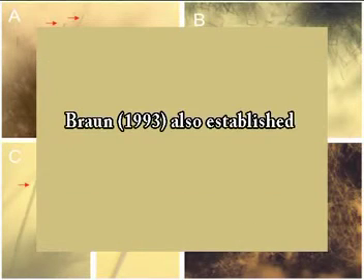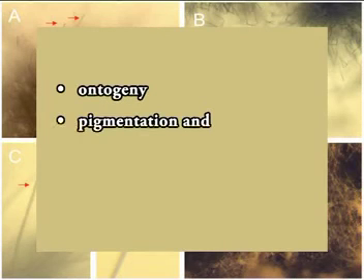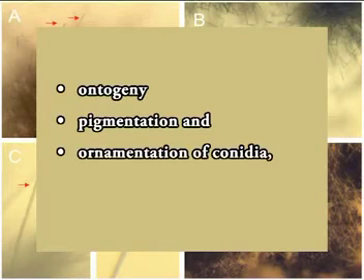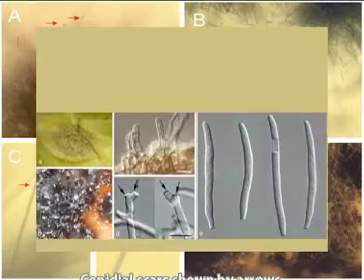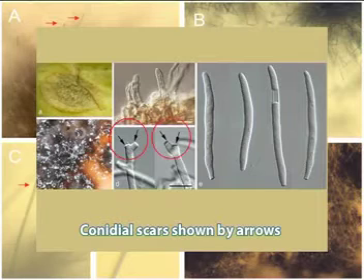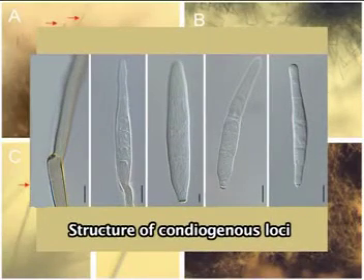Braun in 1993 also established generic separation of Cercospora on diverse criteria including ontogeny, pigmentation, and ornamentation of conidia, conidiophores, and conidial scars. The character of conidial scars stressed by Deighton is an unambiguous taxonomic criterion and has also been adopted by other mycologists in the classification of Cercospora and allied genera.